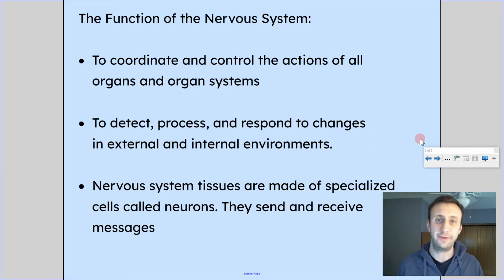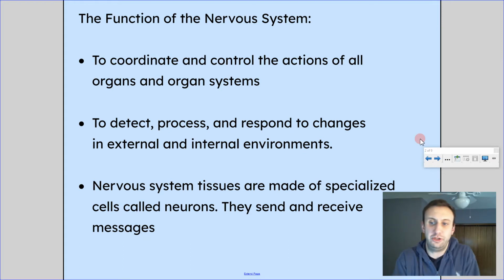So what is the function of the nervous system? Well, it does a lot. It's like the whole control center of you. It coordinates and controls the actions of all organs and organ systems. It detects, processes, and responds to changes in external and internal environments.